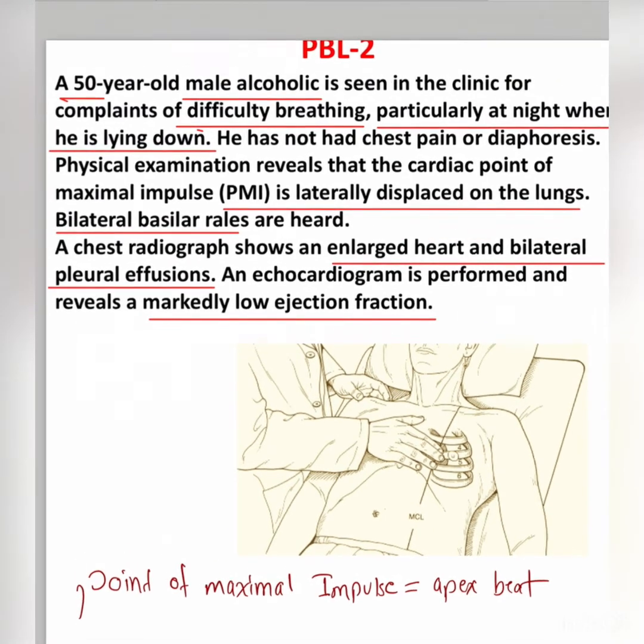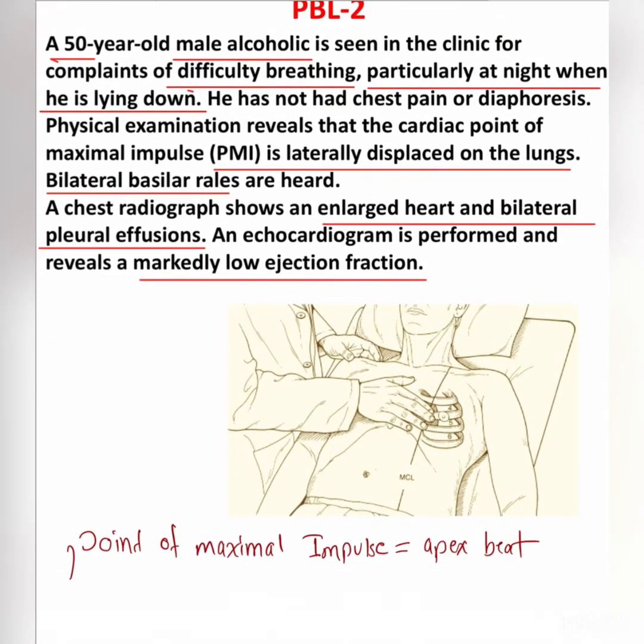Let's analyze the case. We have a male alcoholic, 50 years old, complaining of shortness of breath particularly at night, meaning orthopnea. On physical examination, the point of maximum impulse, or what's called the apex beat, is laterally displaced. What does this mean? The point of maximum impulse, other name apex beat, is the lowermost, lateralmost point at which the cardiac impulse can be felt on examination.